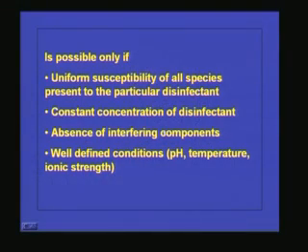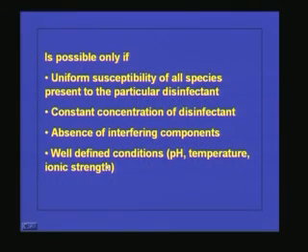And the third one is absence of any interfering compounds. For example, if organic matter is present or iron or manganese is present in the water, certain amount of the disinfectant will be used for the destruction of those material, and the remaining only will be available for disinfection. So that is also not being considered in Chick's law of disinfection. And another one is well defined conditions. Example, pH, temperature and ionic strength. These parameters are also not considered in Chick's law, because if pH is different, what will happen? The effectiveness of the disinfectant will be different. Similarly, temperature, high temperature the activity will be more compared to low temperature, and ionic strength also is having a comparable effect on disinfection.